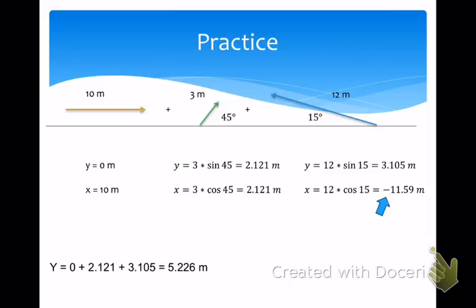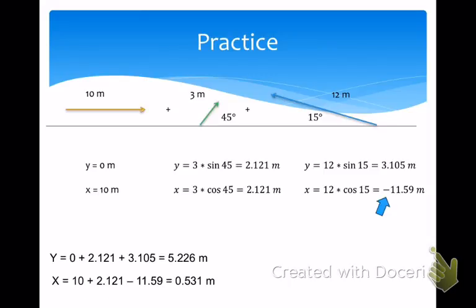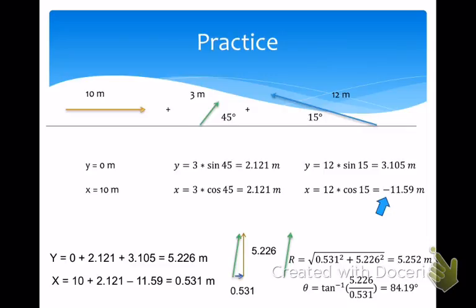So now let's combine all of our numbers. And you can see there I'm going to build a new triangle. It's got just a little teeny bit in the x direction, quite a bit left in the y direction. So looking at that, I'm going to guess it'll have a pretty steep angle. The resultant is 5.25. And my inverse tangent gives me my angle of 84.19 degrees. That's almost straight up and down.